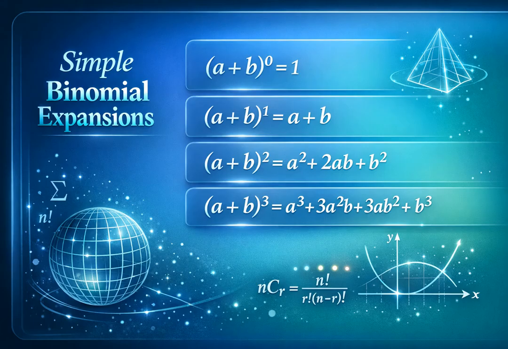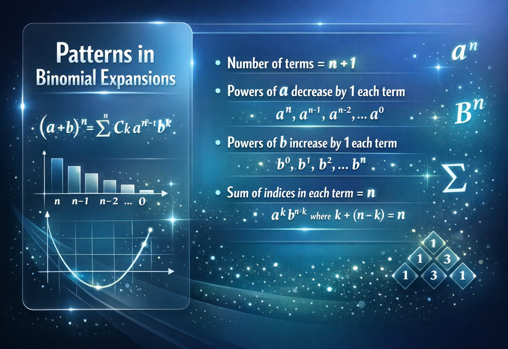Let's start with simple binomial expansions. (a plus b) to the 0 equals 1. (a plus b) to the 1 equals a plus b. (a plus b) squared equals a squared plus 2ab plus b squared. (a plus b) cubed equals a cubed plus 3a squared b plus 3ab squared plus b cubed. Notice the patterns forming. Key patterns emerge in binomial expansions.